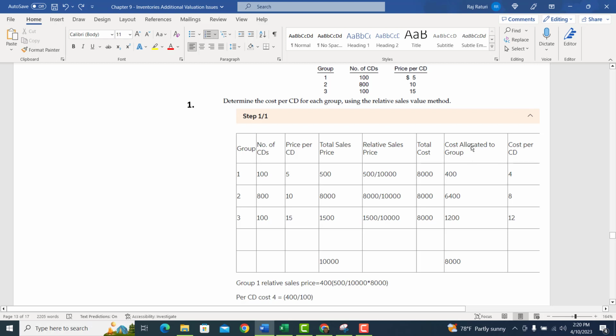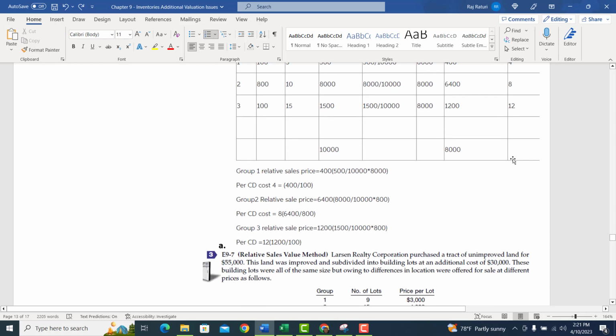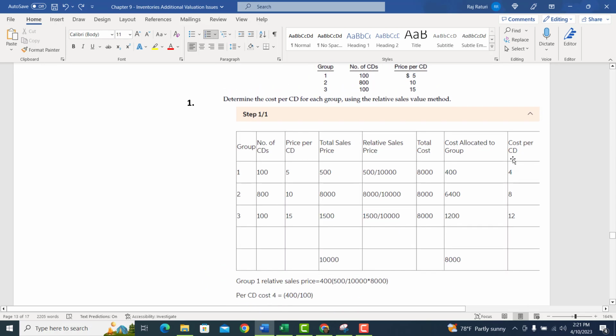I divide the allocated cost by the number of CDs to get the cost per unit. And really the juncture, the transition, is where you multiply the total cost, which is given to us, by the relative sales price, and you get our allocation, and then we get the cost per CD. And these will roll over to our next calculation if we were going to go ahead, for example, and calculate cost of goods sold.